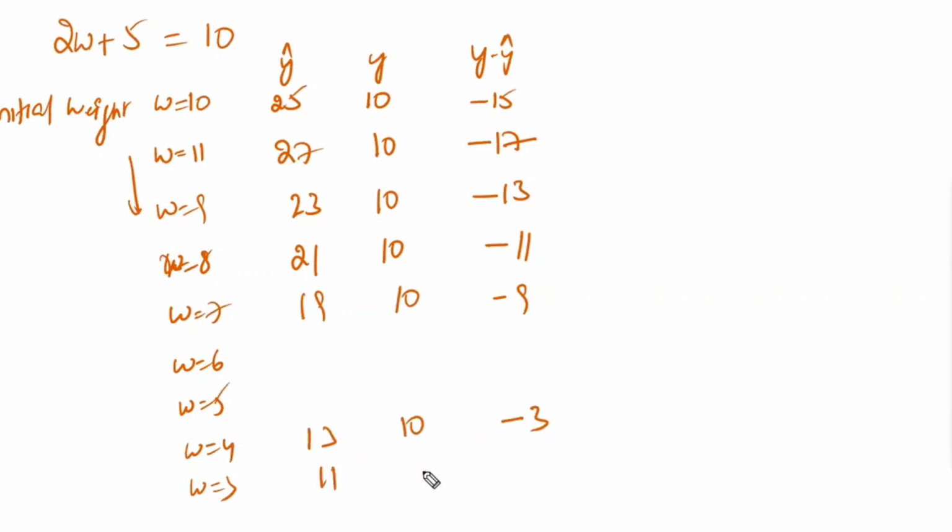Then 11, 10, minus 1. Now do I have to decrease or increase? Weight decrease; as the weight decreases, the error decreases. So now I have to continue in the same manner: weight decrease or increase? Decrease only. So I am going to take the weight equal to 2. Now what happens? 2 into 2 plus 5, 9, 10 plus 1.